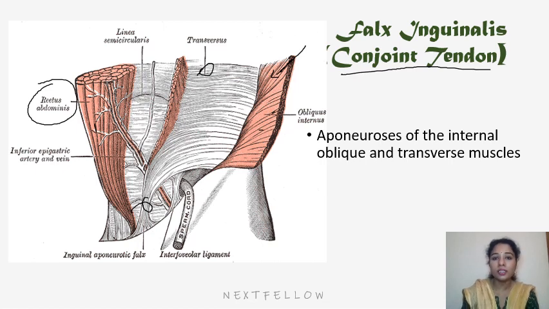So this conjoint tendon descends behind the superficial inguinal ring and strengthens the posterior wall and the medial half of the inguinal canal. So that is about the conjoint tendon, and we saw the lacunar ligament is related to this conjoint tendon.